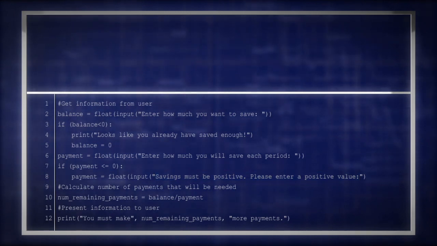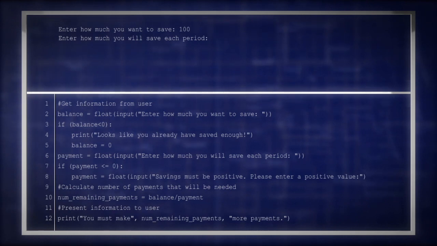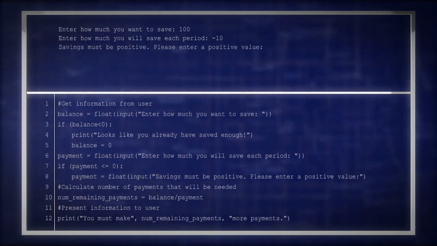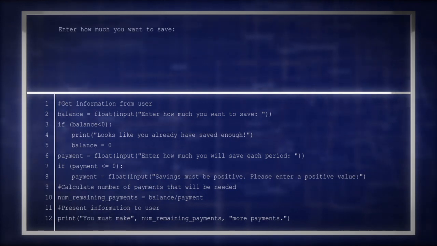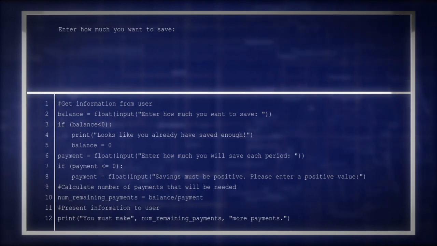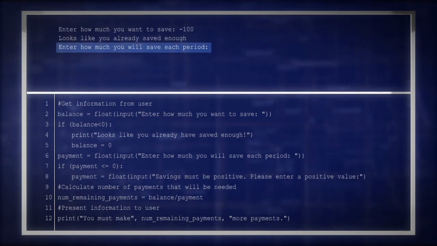Okay, so let's test our new code. If we enter a negative payment, we get the message to enter a positive value, and it seems to work. Now, if we run it again, and we enter a negative savings goal, we get the message, but then we also get asked for a payment again.